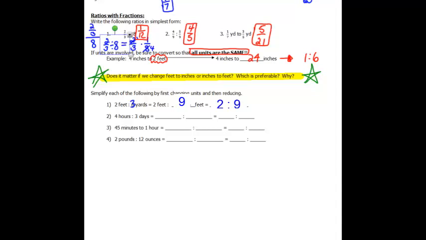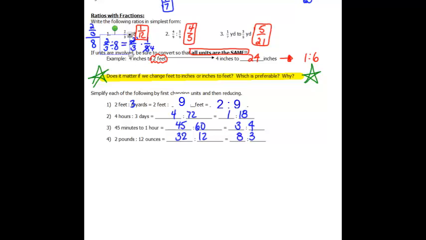3 days is 72 hours, so that's 4 to 72, and if I reduce that, I get 1 to 18. 45 minutes to 1 hour, well, 45 minutes to 60 minutes is the same as 3 to 4. And 2 pounds to 12 ounces. There are 16 ounces in a pound, so that's going to be 32 ounces to 12 ounces, and then if I reduce that, it's 8 to 3.